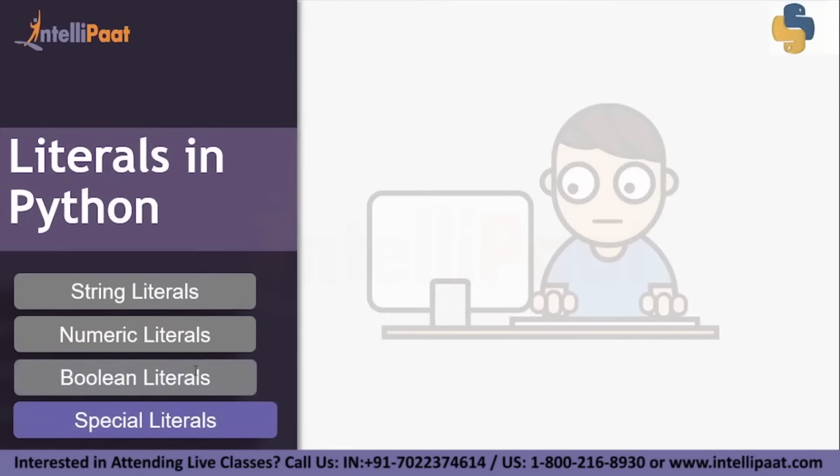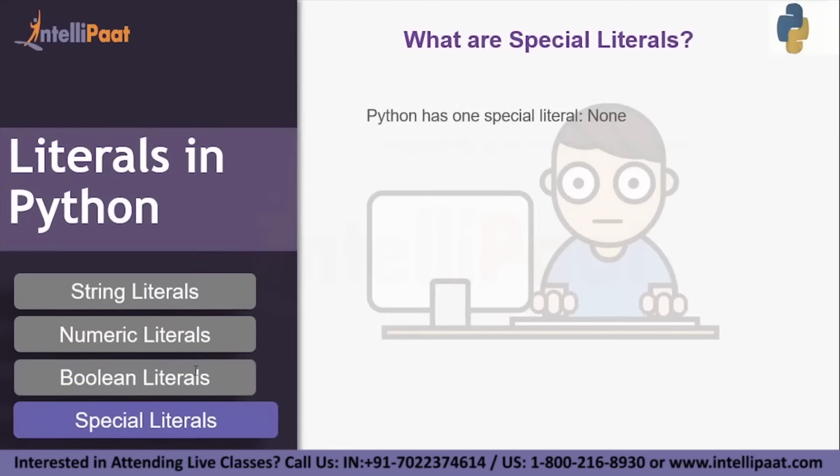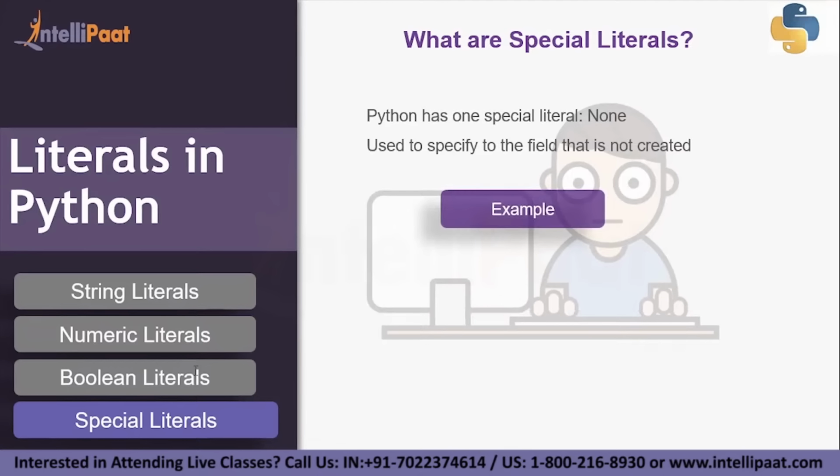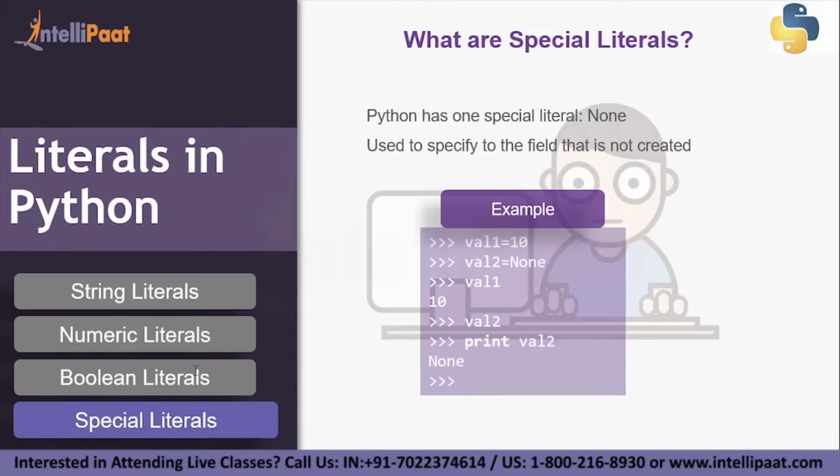Next we have the special literal. Well, Python has just one special literal, None, which is used to specify a field that is not created. Well, if you are from a programming background or you just have a basic knowledge about C, C++ or Java, I think you must have heard about the keyword null, right? Well, if yes, then None is nothing but the equivalent of the null keyword in C, C++ or Java. Alright, so I hope that you guys have understood about literals. Well, there are many cases where you can use None. Let's see an example. Alright, nothing needs to be explained in this.